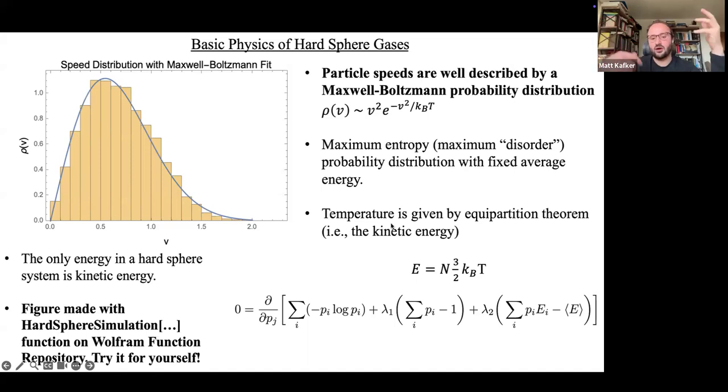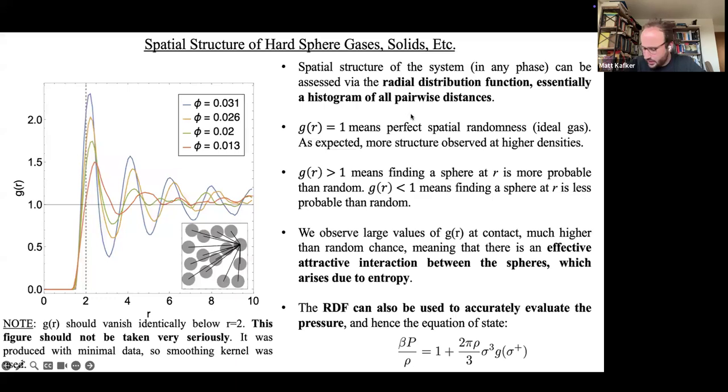The temperature in the hard sphere system is just given by the kinetic energy in the equipartition theorem. So this is the relevant formula. And the only energy in the system is kinetic energy. So there's no other energy due to interactions. Any questions about this? Okay, so now we have something that we can say about an aggregate of hard spheres, a hard sphere gas. Okay, so now let's talk about spatial structure.